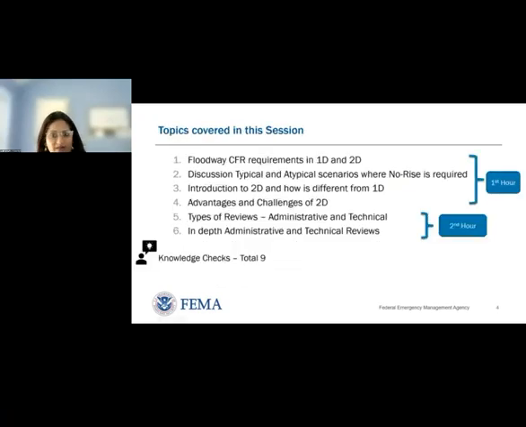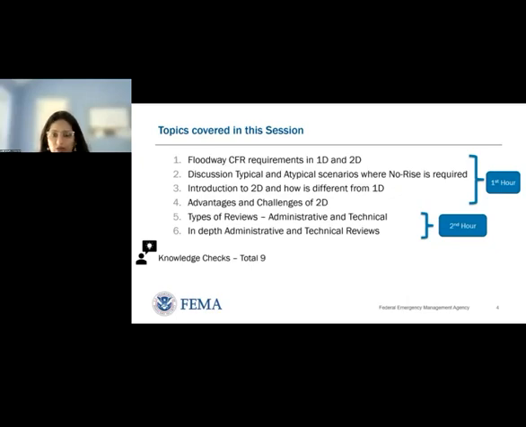The topics we're going to cover during this session are the floodway CFR requirements. Are they going to be any different from 1D to 2D? We'll also discuss typical or atypical scenarios when a no-rise is required, and introduce 2D and how it is different from 1D. At the same time, why are we doing 2D modeling now? And we'll talk a little about the advantages and challenges that come with a 2D model. That will be the topic covered by me for the first hour.